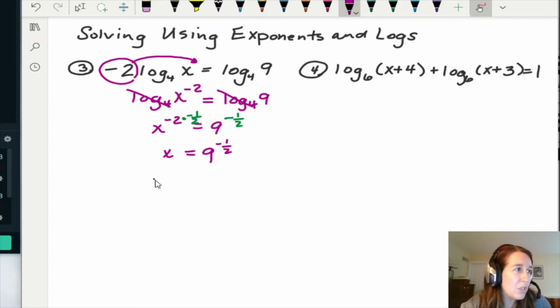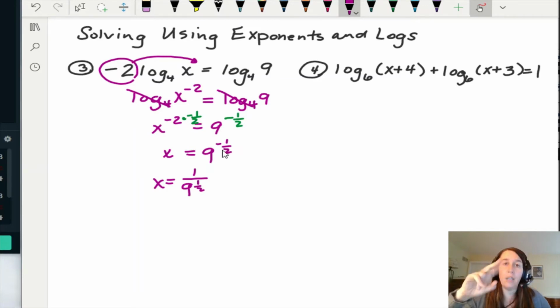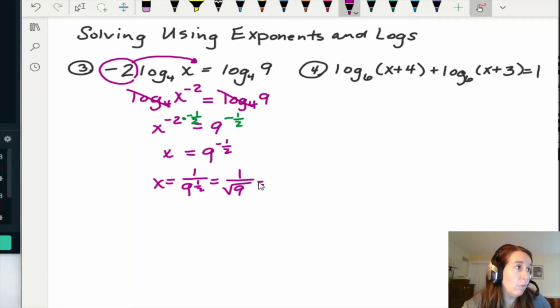But we do know those exponent rules, right? So if you want to deal with the negative first, you could. So this would be 1 over 9 to the 1/2 power, because that's what a negative does. It flips the fraction. And then the 1/2 power, remember, is the root, and that would be the square root. So this is 1 over the square root of 9, which would be 1 over 3. The square root of 9 is 3.